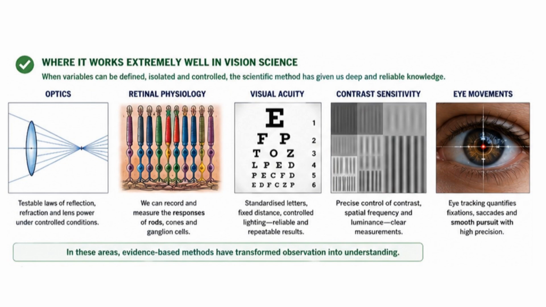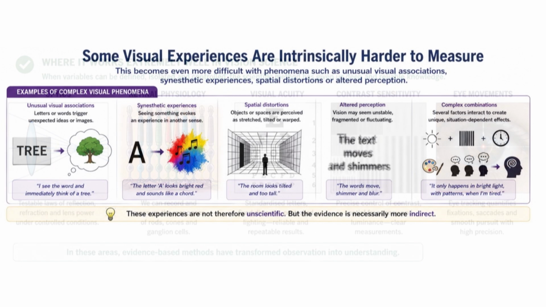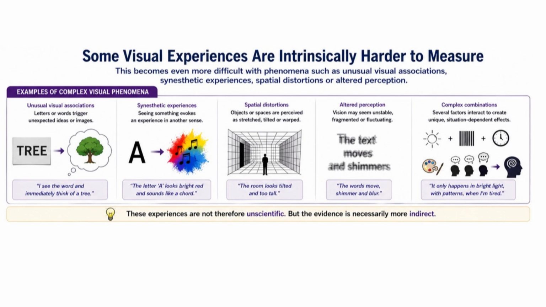It has given us much of our understanding of optics, retinal physiology, visual acuity, contrast sensitivity, eye movements and many other aspects of vision. But the scientific method does not become wrong when we move into visual processing. The problem is that the thing we are trying to study becomes much more difficult to define and measure. That distinction is fundamental. In many visual experiments, we try to isolate one variable.